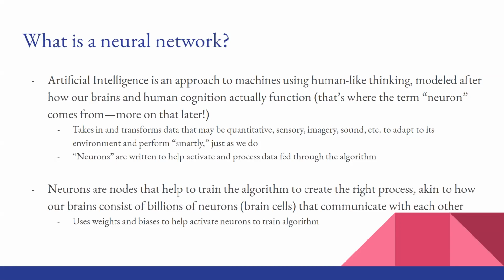So it takes in and transforms data that may be quantitative, sensory, imagery, sound, etc., to adapt to its environment and perform smartly, just as we do. And neurons are there to help activate and process data fed through the algorithm through activation functions, which John went over in the beginner's workshop. So these neurons are nodes that help train the algorithm to create the right process and minimize loss, akin to how our brains consist of billions of neurons that communicate with each other. So we use weights and biases to help activate neurons to train the algorithm, as John discussed.